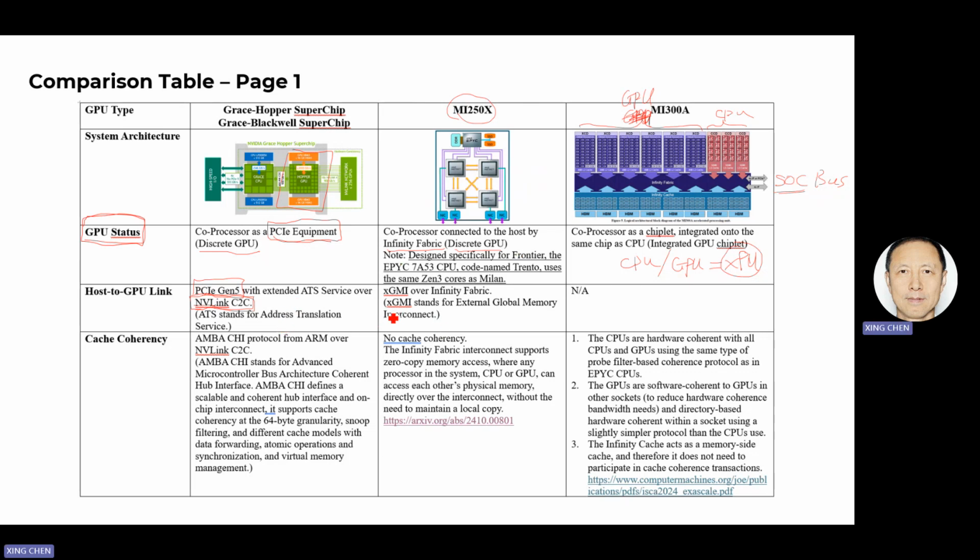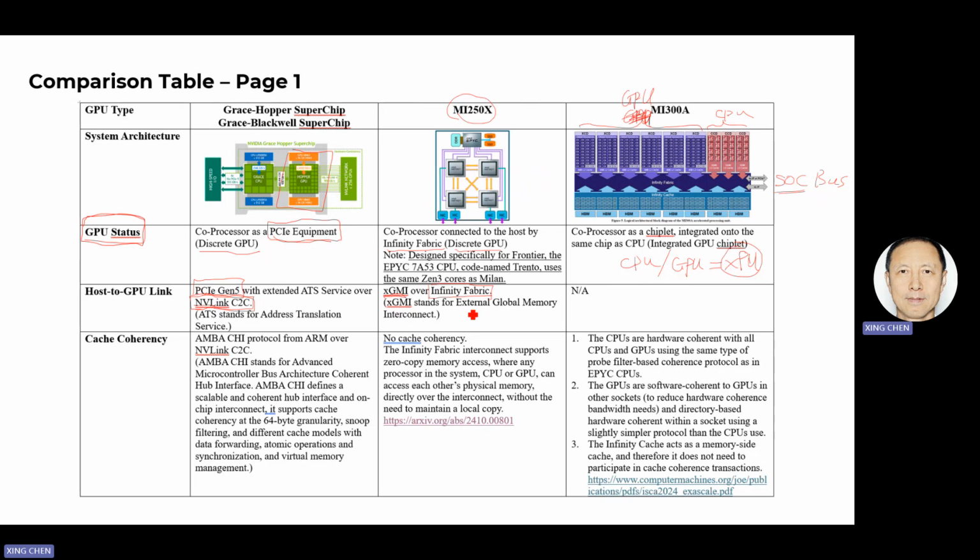But here, the connection for the GPU to the CPU for MI250X is the XGMI protocol. It is XGMI over Infinity Fabric. If you think that Infinity Fabric is the low layer connection, on top of that you have this XGMI protocol. XGMI stands for External Global Memory Interconnect. So this is the connection between the CPU and the GPU.